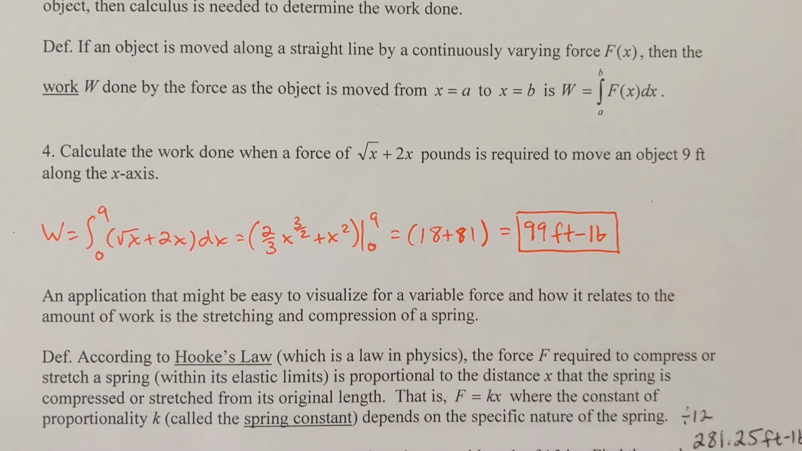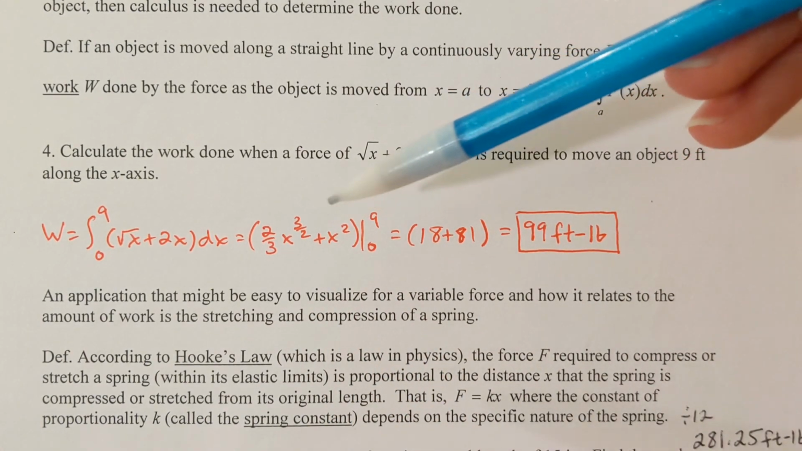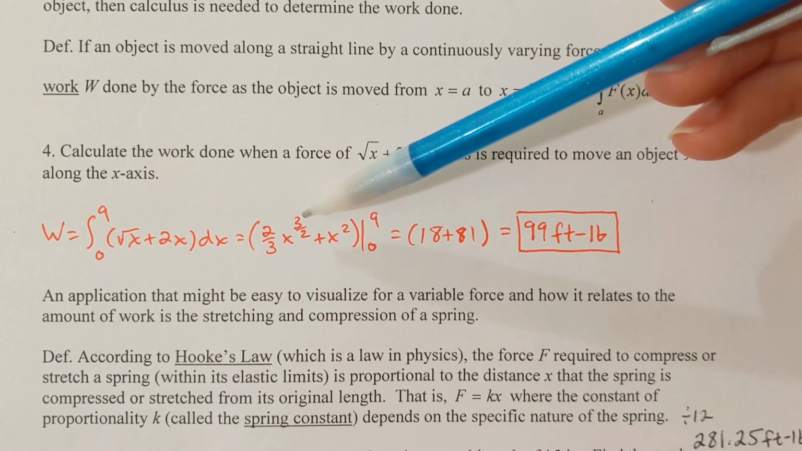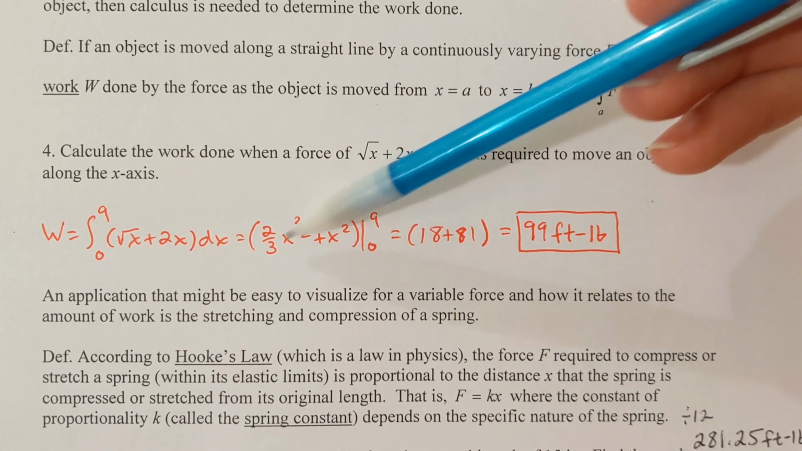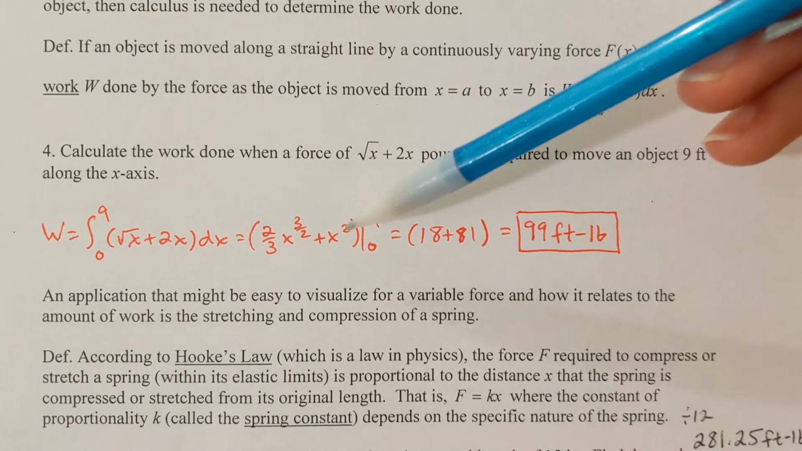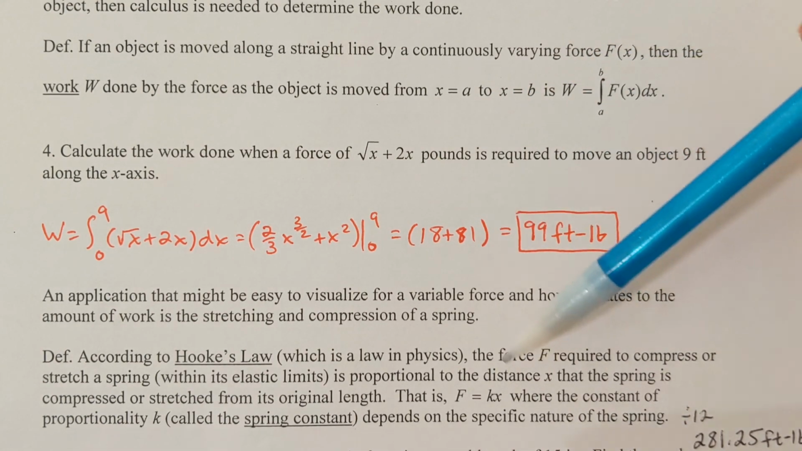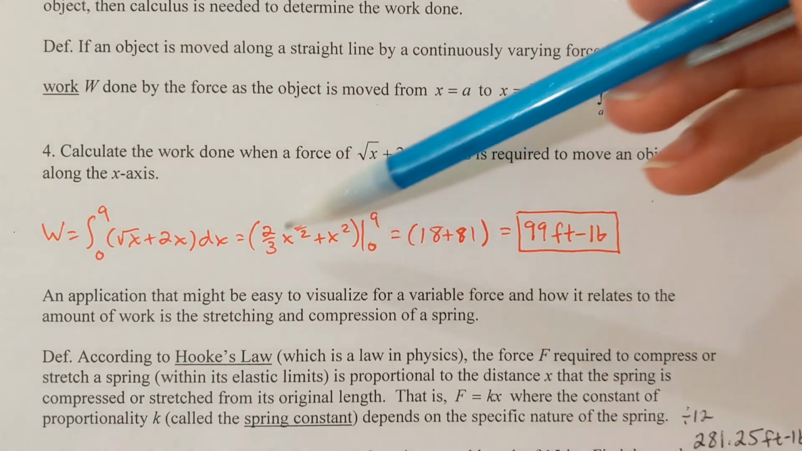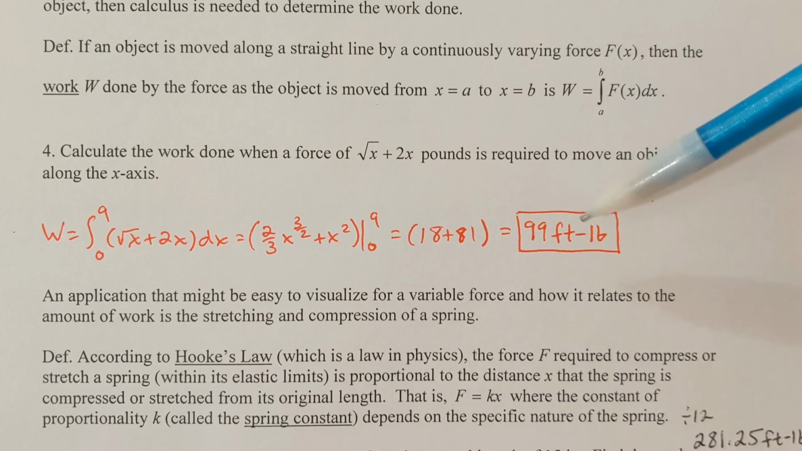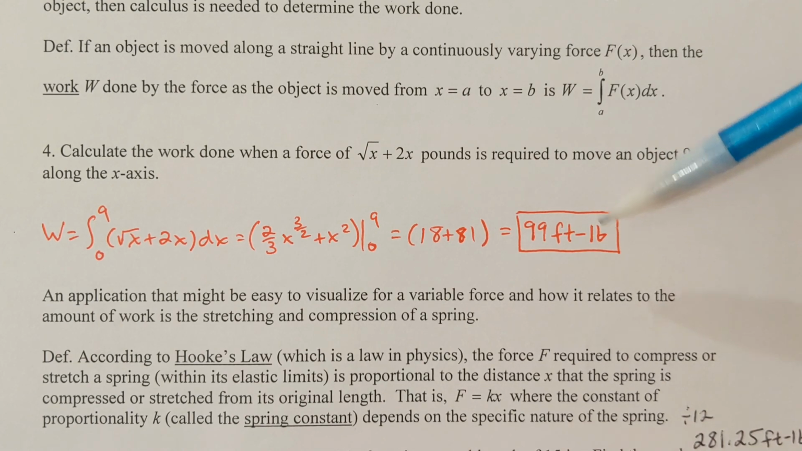Plug in your bounds. 9 to the 3 halves: 9 to the 1 half is 3, 3 cubed is 27, divided by 3 is 9, and then times 2 is 18. And then 9 squared is 81. Minus, when you plug in 0, both these terms are going to be 0. And when you add these together, 99 foot-pounds would be my answer.